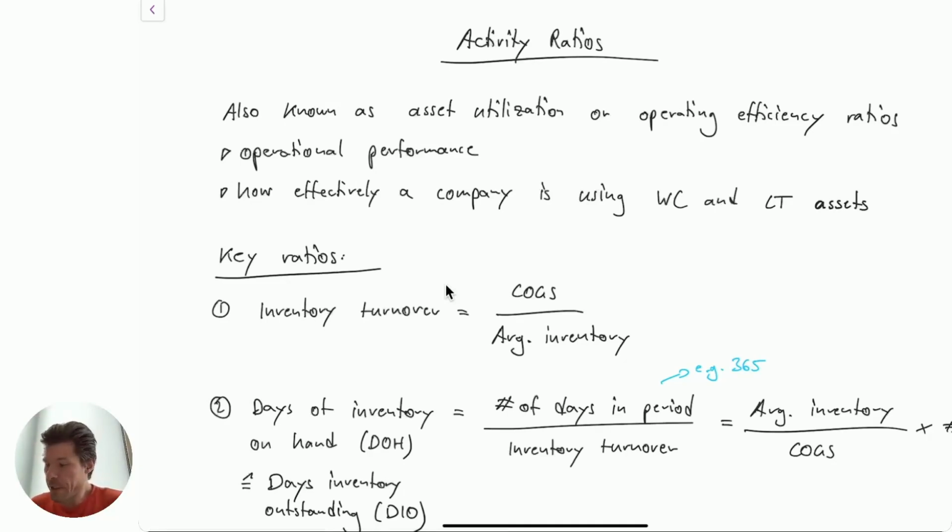They're called activity ratios because they measure the operating efficiency of a company. Sometimes they are also called asset utilization ratios. So how well you're using your assets in the company to generate sales, for example. It measures the operational performance. And basically, if you look at the asset side, it tells you how effectively a company is using its working capital and its long-term assets.